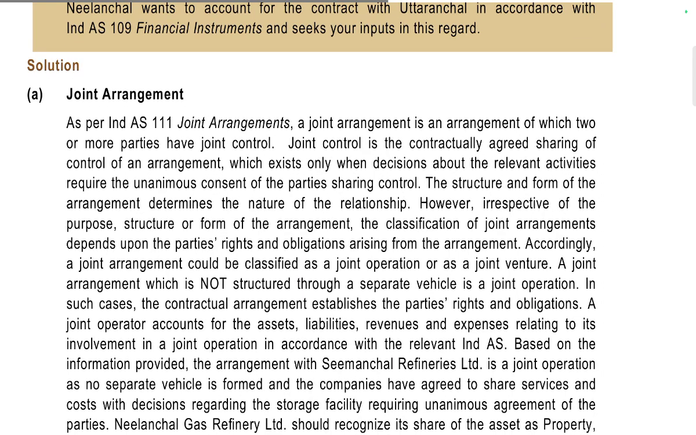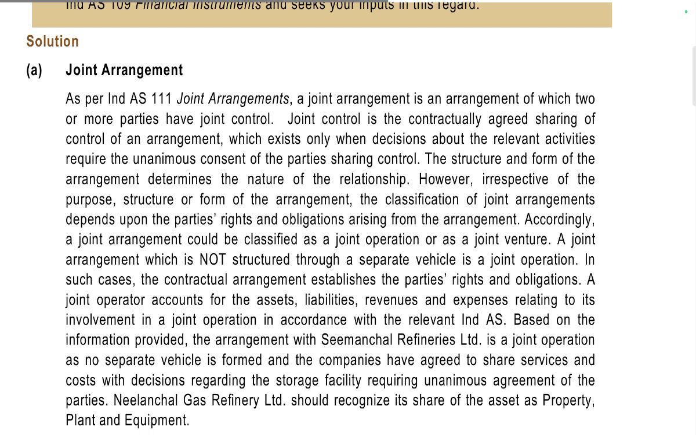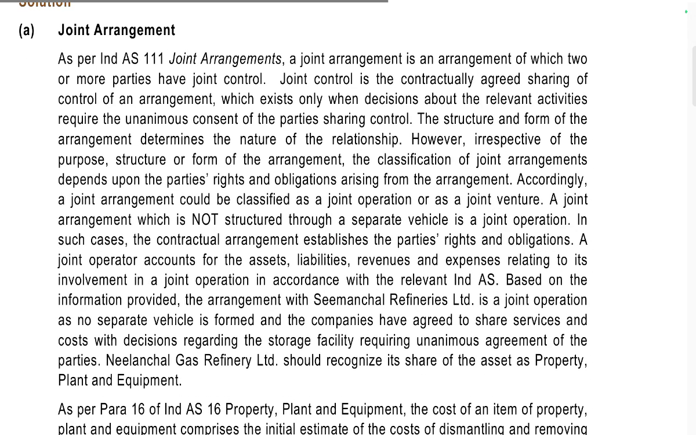Joint arrangement. As per Ind AS 111, a joint arrangement is an arrangement in which two or more parties have joint control. Joint control is the contractually agreed sharing of control of an arrangement. It exists only when decisions about the relevant activities require the unanimous consent of the parties sharing control.